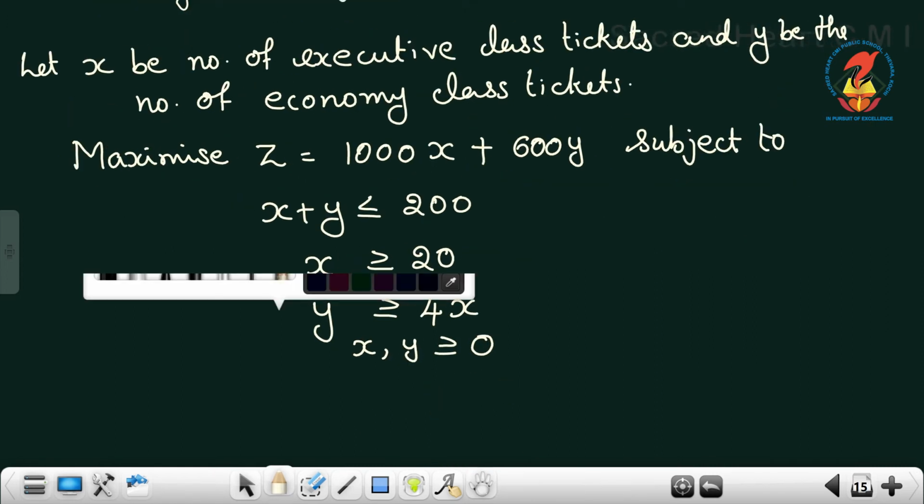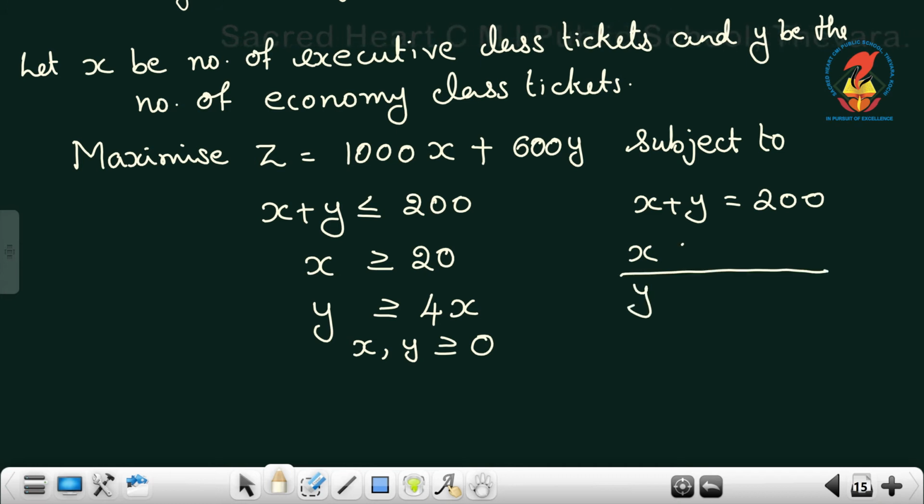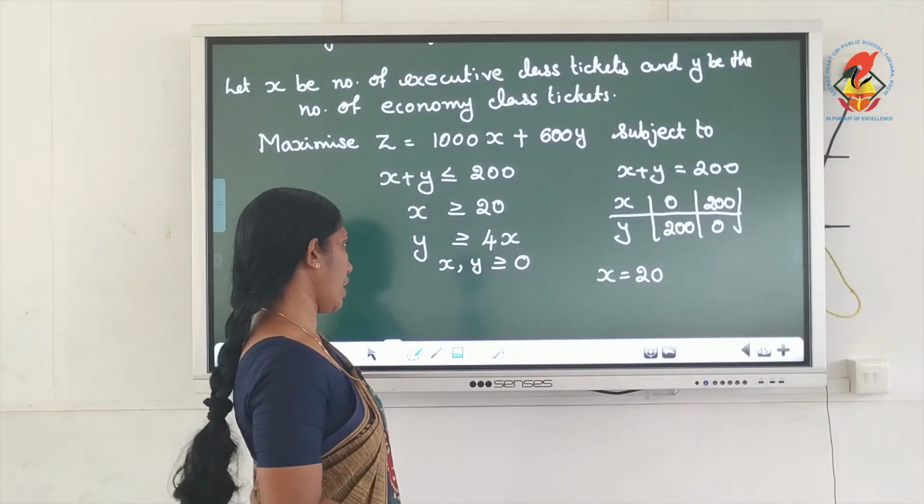So for drawing, find the points. X plus Y is equal to 200. When X is 0, Y is 200. When Y is 0, X is 200. Then X greater than or equal to 20. X is equal to 20 is the straight line passing through the point 20, 0 parallel to Y axis.